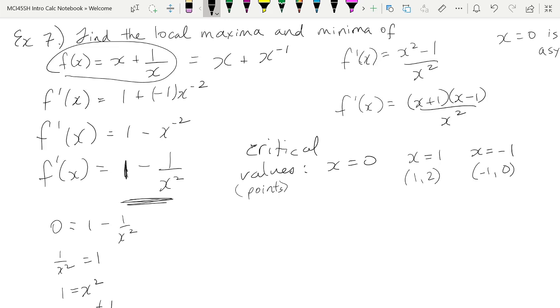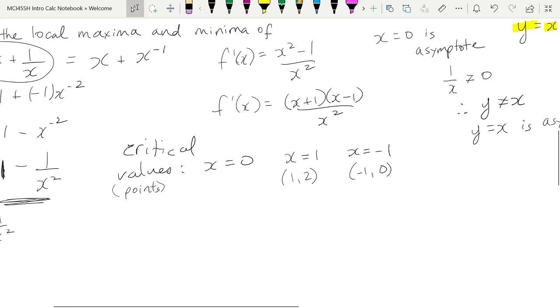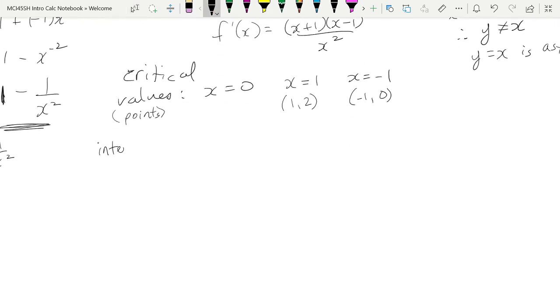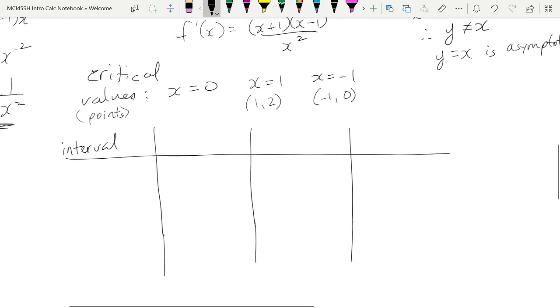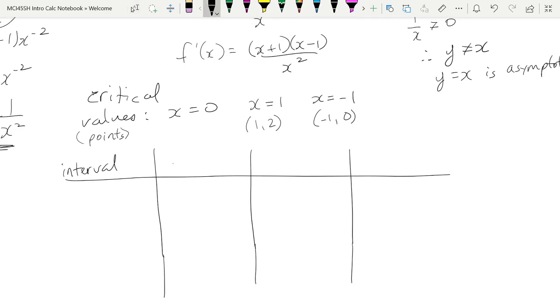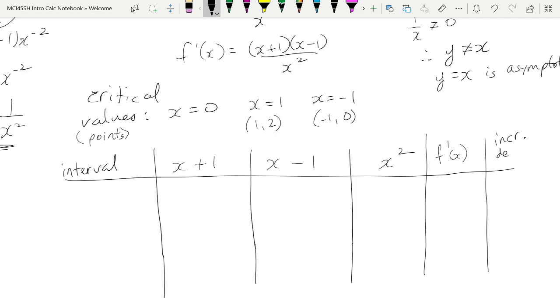And yeah, I think we're ready to make our interval chart. What do you think? Let's make an interval chart. This is going to be a little longer, actually, because I have 3 values. And my 3 factors are, there's the factored form again, x plus 1, x minus 1, x squared. And f prime of x, what's it doing when I go through all those factors? And are we increasing or decreasing? So here we go. My interval chart for this thing.